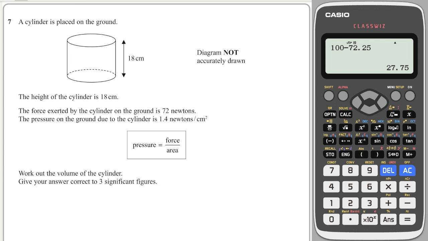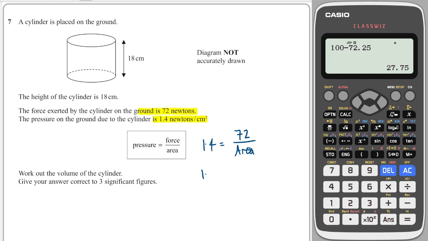Question 7. The force exerted by the cylinder on the ground is 72 newtons. Okay. And the pressure on the ground due to the cylinder is 1.4 newtons per centimeter squared. So a quick check, we've got newtons and newtons, we've got centimeters and centimeters. So we don't need to do any conversion of units, that's helpful. So let's substitute into the formula which we're given. So the pressure is 1.4, and that's equal to the force, which is 72, divided by the area. Okay, so it's this area that we don't know yet. We need to rearrange this formula.